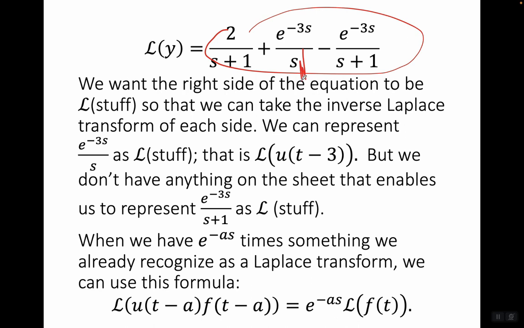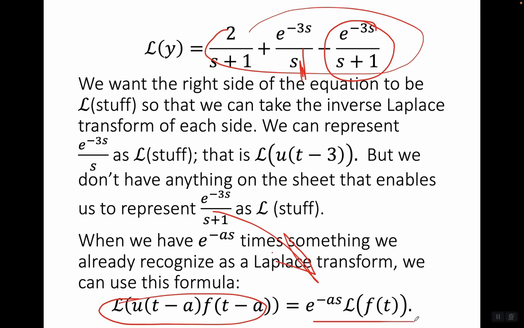But we don't have anything we've seen on a formula sheet that enables us to represent e to the negative 3s over s plus 1 as the Laplace transform of stuff. However, we've seen before that when we have e to the negative as times something we already recognize as a Laplace transform, we can use this formula: the Laplace transform of u(t minus a) times f(t minus a) is e to the negative as times the Laplace transform of f(t). Okay, this is the form we have. We can write this function in this form, e to the negative as times the Laplace transform of f(t).